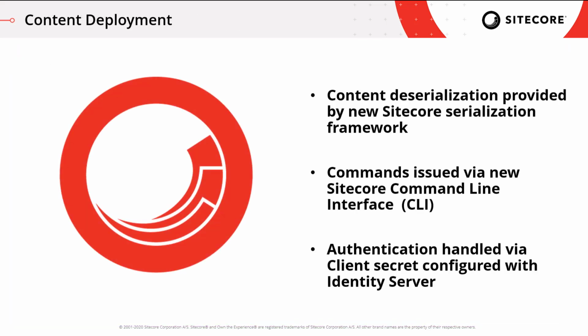So this being a Sitecore deployment, we wouldn't be able to complete this without pushing our content changes. And with Sitecore 10, you can now use the new serialization framework and CLI to make it super easy to perform this action. You simply install the CLI onto your build agent, and you can then authenticate with your identity service instance, push your content changes, and even issue a publish after that.